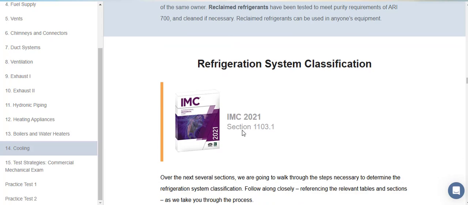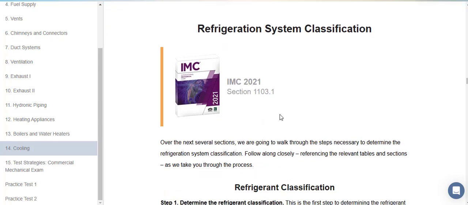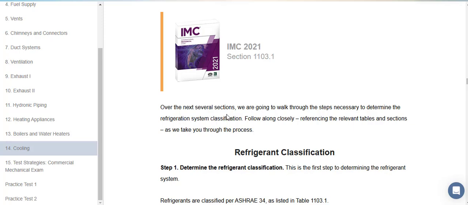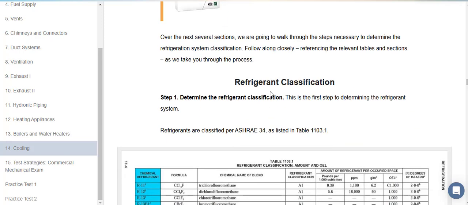Refrigeration System Classification, International Mechanical Code 2021, Section 1103.1. Over the next several sections, we are going to walk through the steps necessary to determine the refrigeration system classification. Follow along closely. We reference the relevant tables and sections as we take you through the process. Refrigerant classification. Step 1 determines the refrigerant classification. This is the first step to determine the refrigerant system.